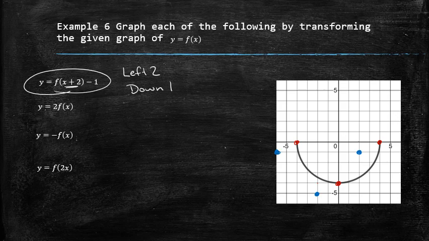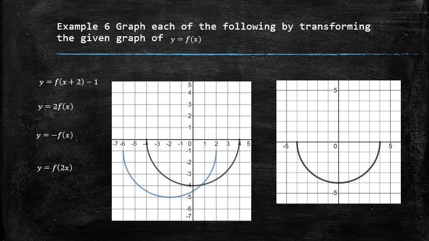Otherwise, the graph is exactly the same, right? We have what's called a rigid transformation. So I still have my semicircle, just shifted left and down. Okay, so there it is graphed using Desmos. Okay, let's move on to the next one.